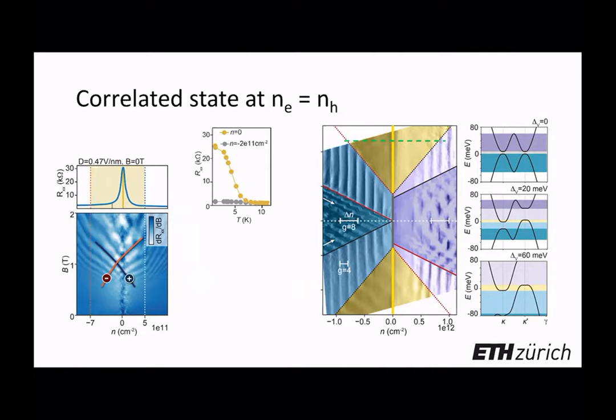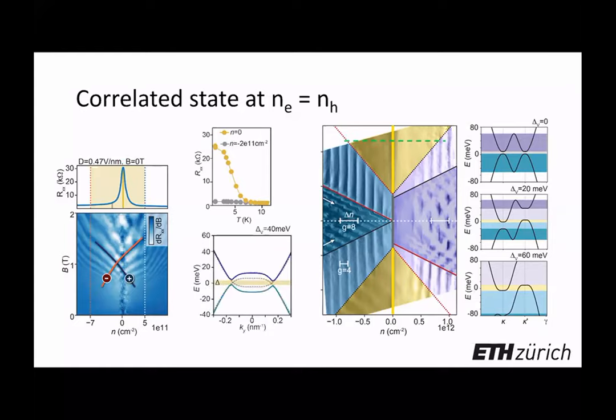And when Yihang includes correlations in her band structure calculations, then we also see that this band gap could open. So this is a Hartree-Fock calculation, where the dashed lines are the single particle bands, and the dark blue and light blue bands are the Hartree-Fock bands. And note, please, that the dark blue and light blue represent the two different valleys.